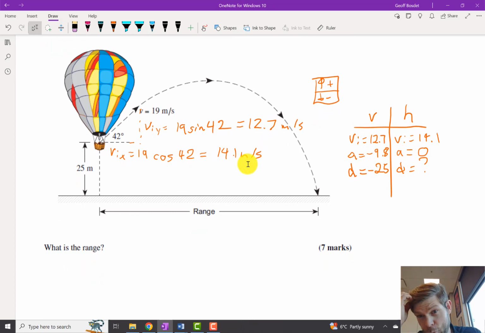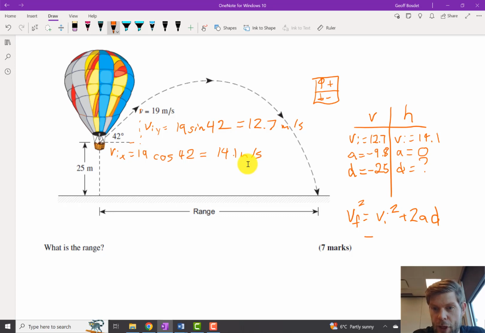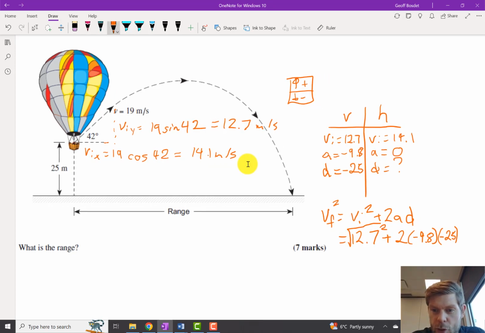It's hard to go directly for time, but we can go for final velocity. And so that's what we're going to do. We're going to say, hey, my final velocity squared is equal to vi squared plus 2ad. We've got our initial vertical velocity of 12.7, and we are going to add that to 2 times negative 9.8 times negative 25. Remember, you will get this wrong if you get that negative wrong. And we'll take that square root and find VF.